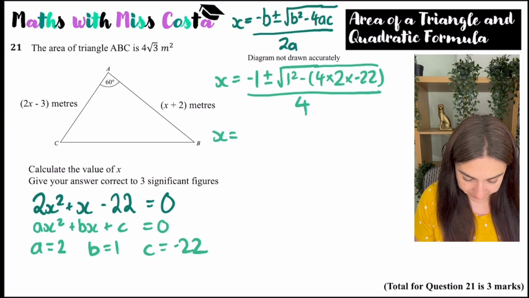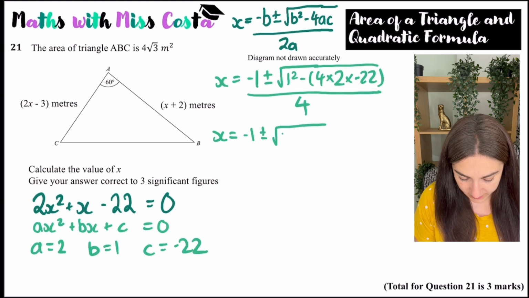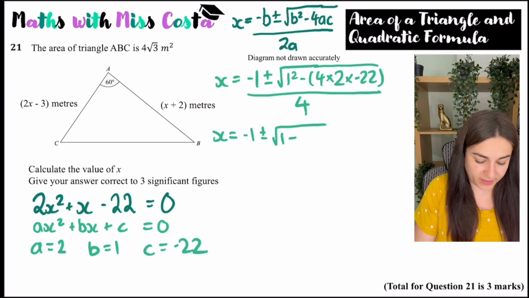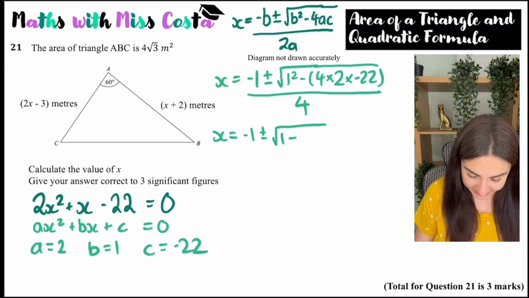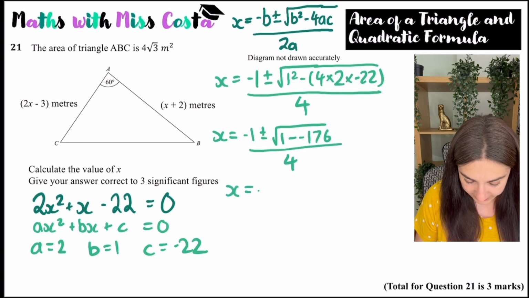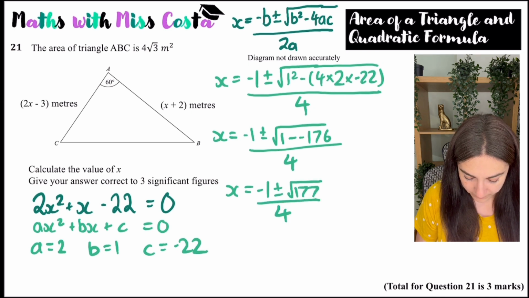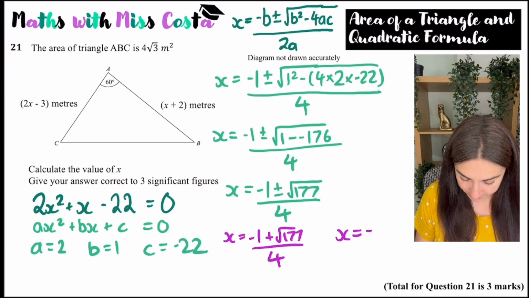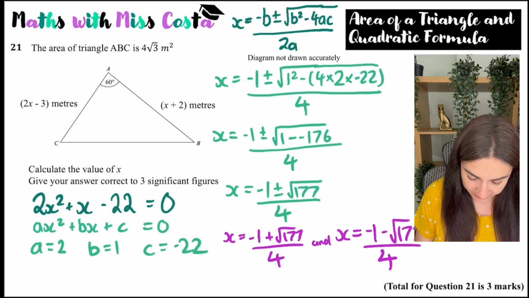So I can simplify that. It would be 1 take away, and then 4 times 2 times negative 22 is 176. So that would be the next step, and then the final step is minus 1 plus or minus the square root of 177 over 4. So therefore my final answers are going to be x is minus 1 plus root 177 over 4, or x is minus 1 minus root 177 over 4. So these would be my two solutions.